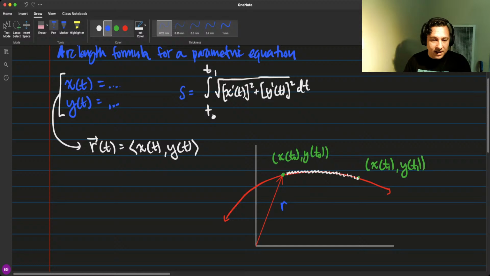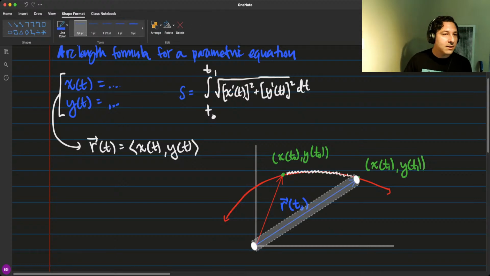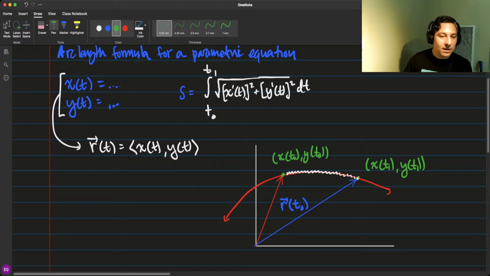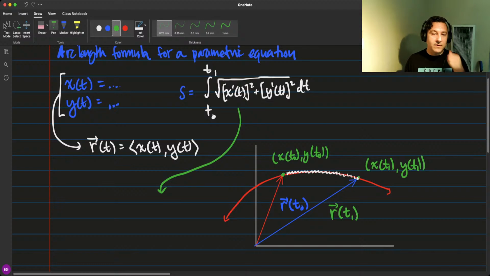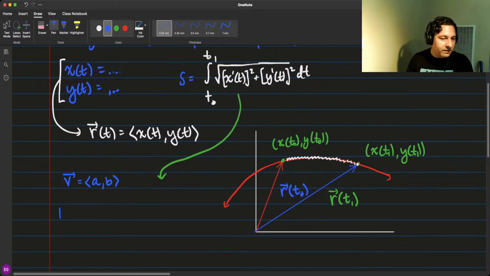You could think of this as the vector r of t naught. And then you can have another vector made by this vector valued function. It would go over to here, and that vector is r of t1. You can find the distance between these two vectors with that same arc length, but we're going to recast this arc length formula in terms of these vectors. I want to remind you, if you have some vector v with components a and b, then what is the magnitude of this vector equal to?